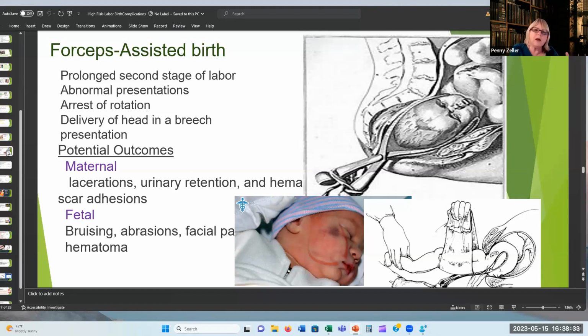When we talk about high-risk newborns, we go into more detail of what the consequences are for having to use this. So for mother, laceration, urinary retention, so we can damage her bladder using these forceps.